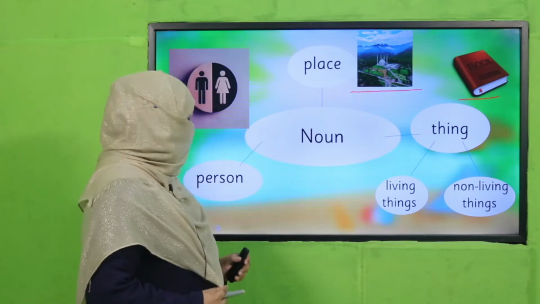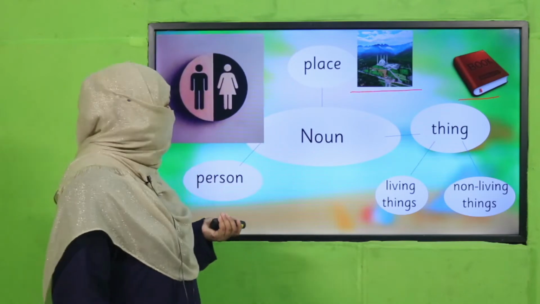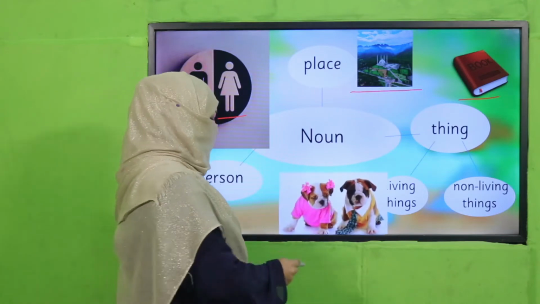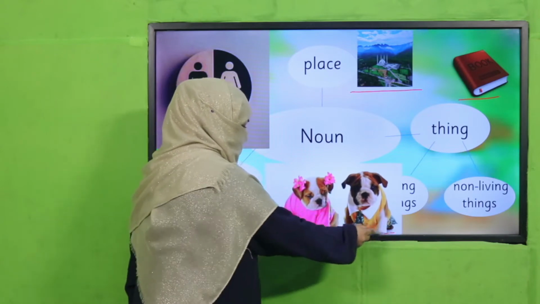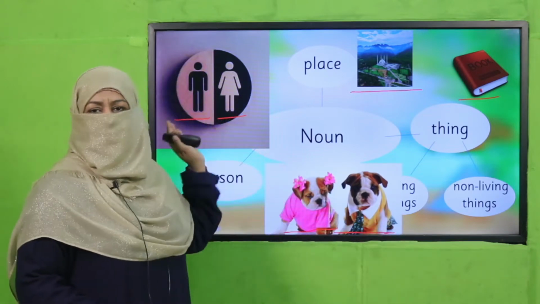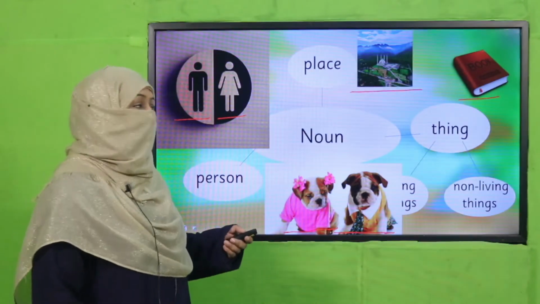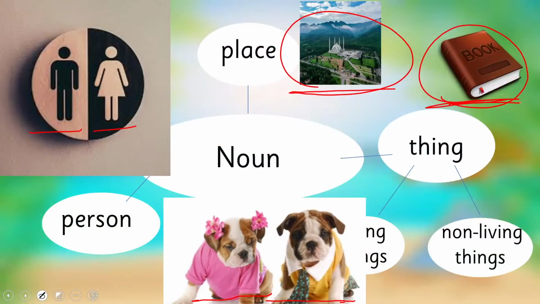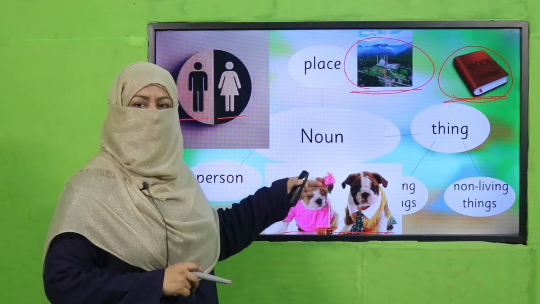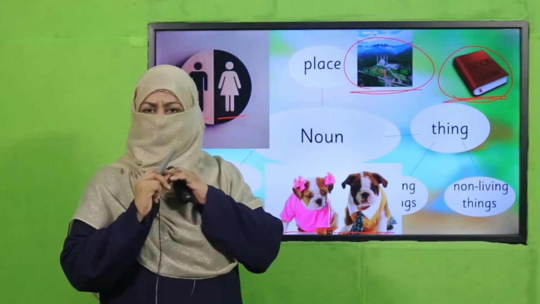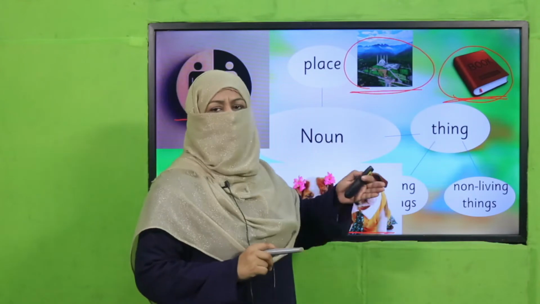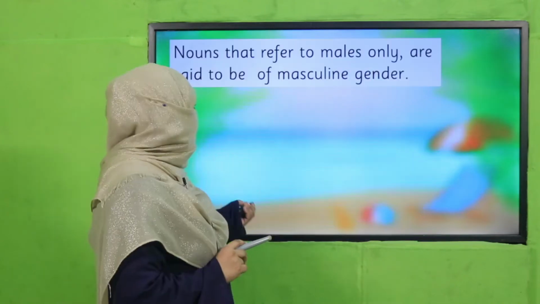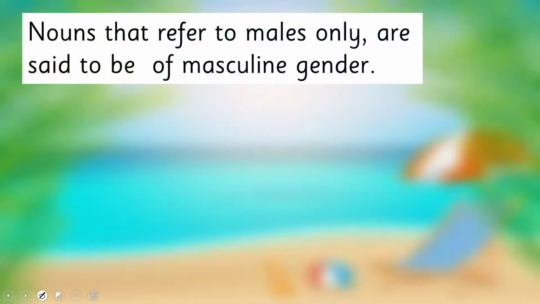And when we talk about person, there are male and female. When we talk about living things, there are male and female. So beta, male and female, we call them masculine, feminine, we know. And when we talk about no gender, it is called neuter. Neuter gender noun. It does not have any gender. And for a clue, you can say mostly we use neuter gender for non-living things because they don't have mama, baba, all right?